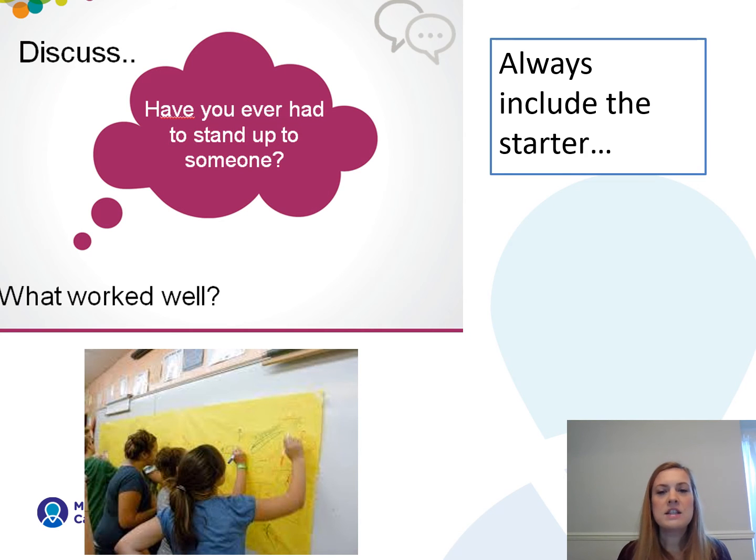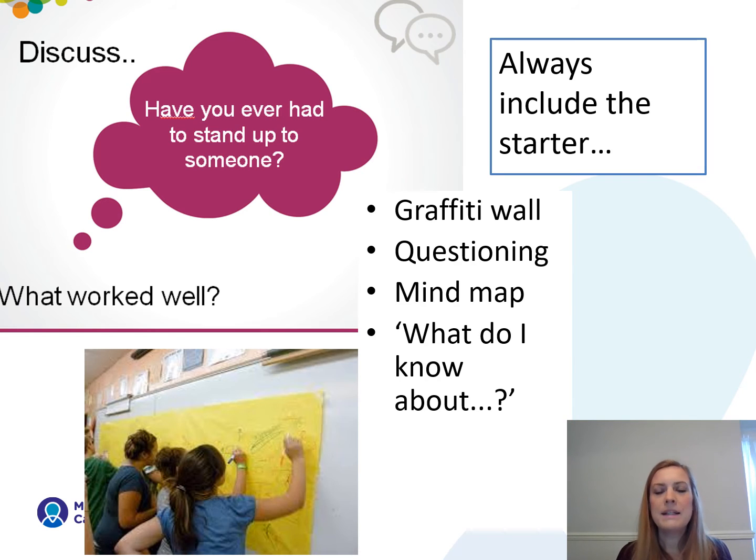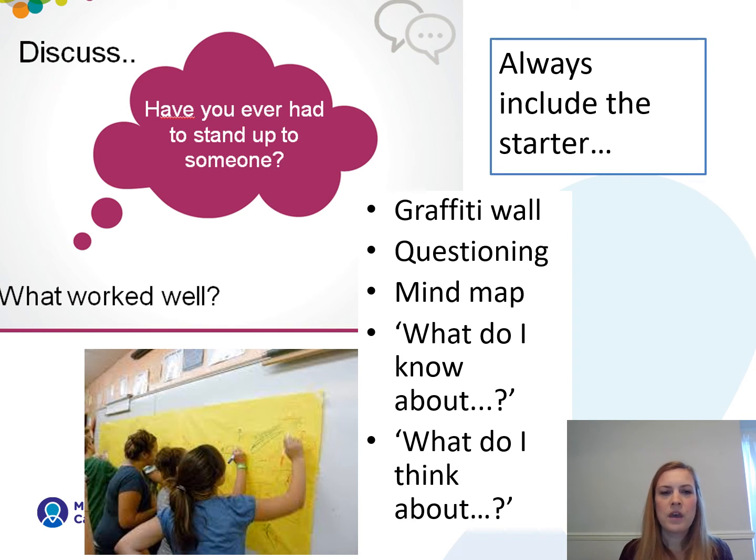So next, it's really important that you use the starters or even create your own for the purpose of our IMatter lessons. This could include things like a graffiti wall, questioning, a mind map, what do you know about, or what do I think about? There's a variety of different starters that we've included. Please feel free to use those or adapt them to starters that suit you and your school.